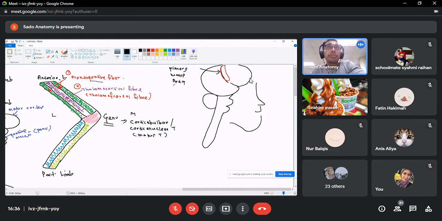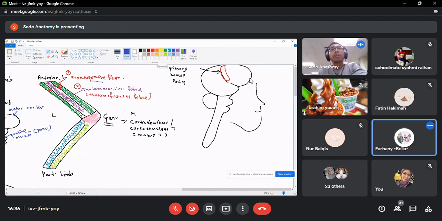Brodmann area number, primary motor area, Brodmann area number. Functional area of the cerebrum. Primary motor area, based on Brodmann area, it belongs to which area number? 4. Very good. Number 4, right? Again, you need to remember every number of the Brodmann areas, right? So corticobulbar tract basically coming from where? Primary motor area, Brodmann area number 4, right?